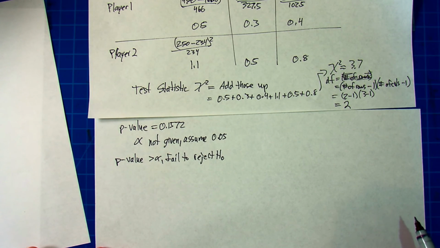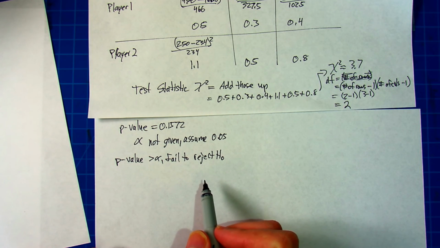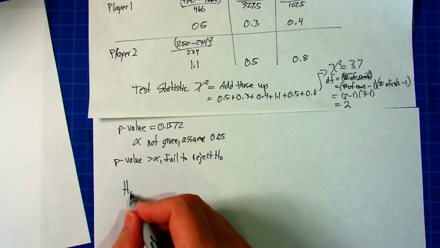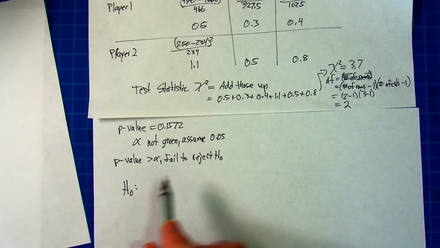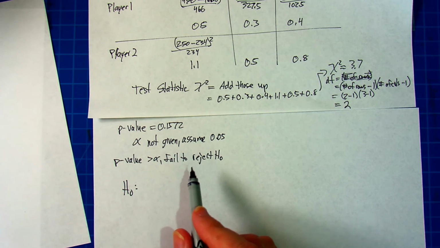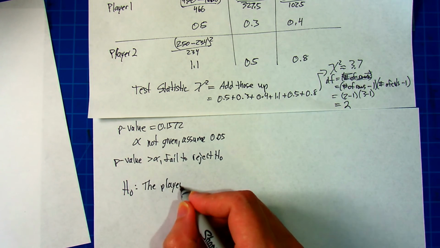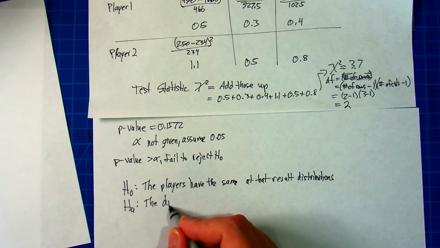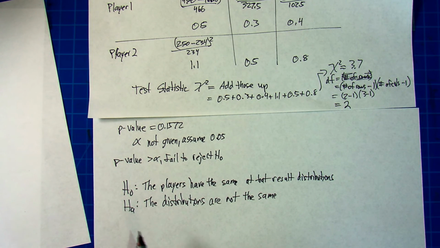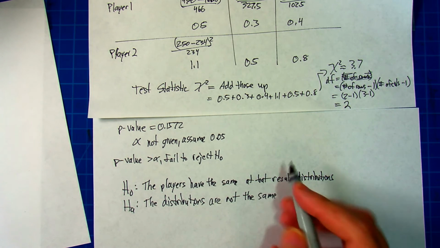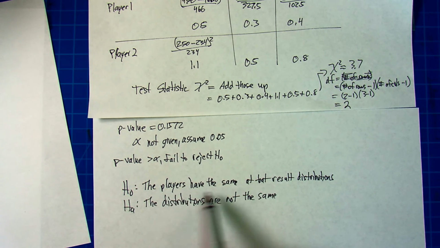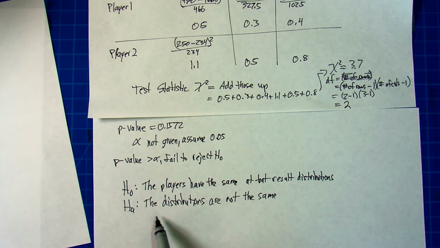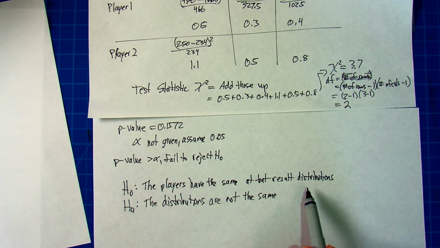Except now you're probably thinking, wait a minute, what was the null hypothesis? The null hypothesis always works this way. Now here there aren't symbols because you're not talking about a proportion or a mean, so you just put it in words. The null hypothesis for a test of homogeneity is that the players have the same distributions. The alternate is that the distributions are not the same, and generally you should put at least one of those in context. Here I made it clear which distributions I'm talking about, so I'm allowed to say they're not the same because I already said which one it is.